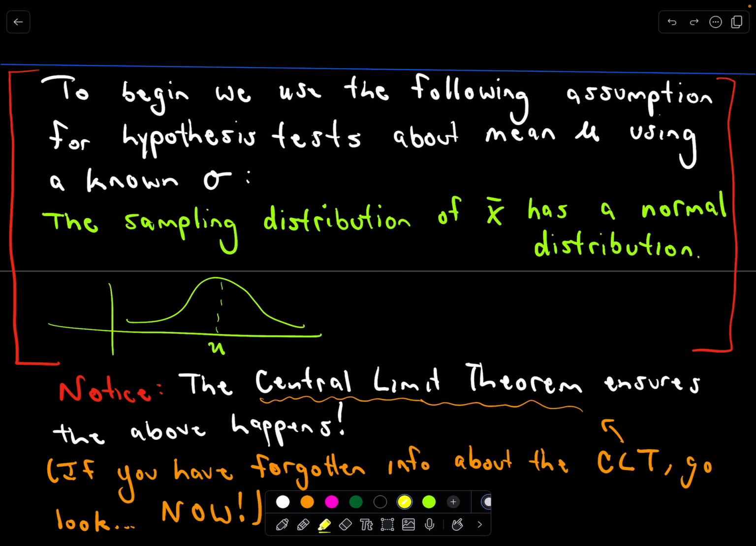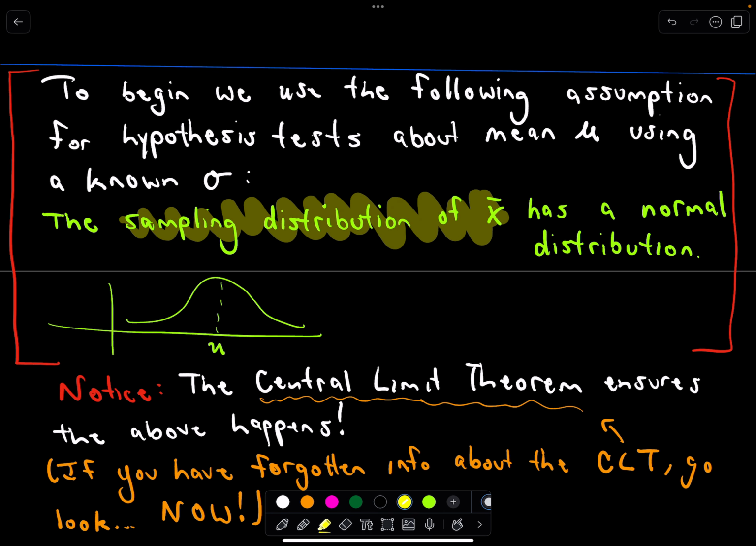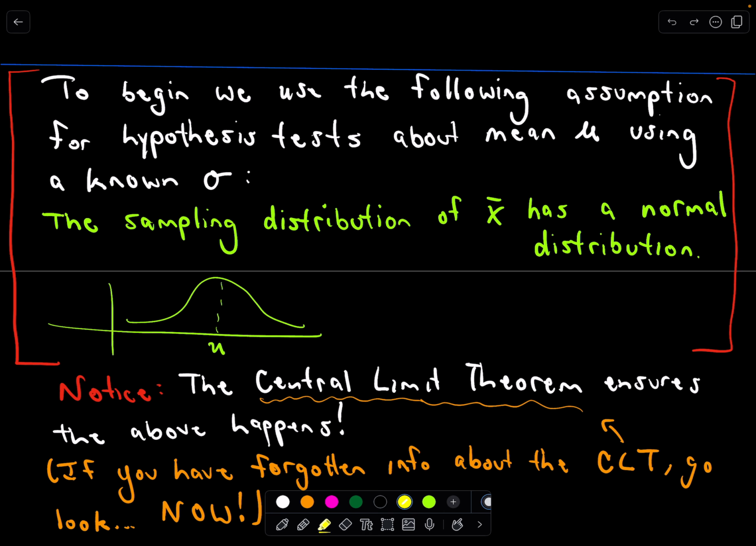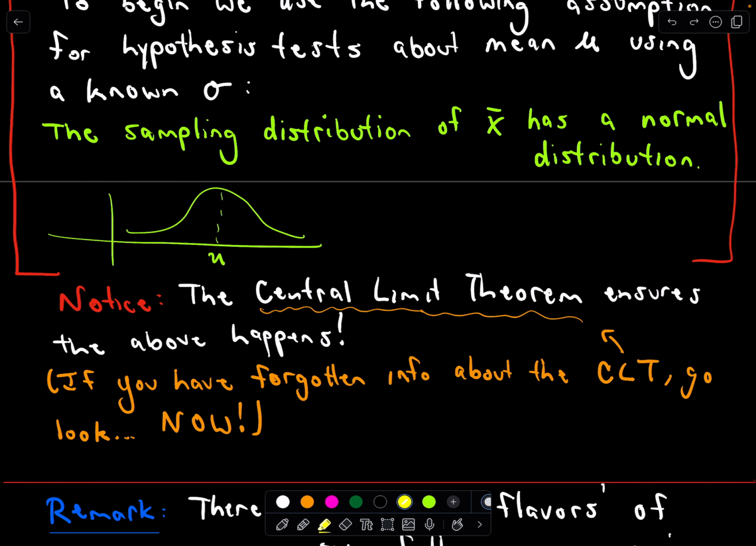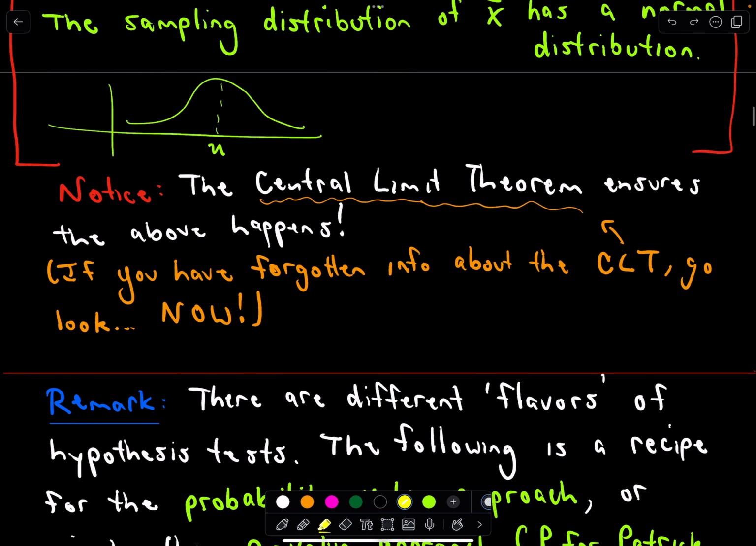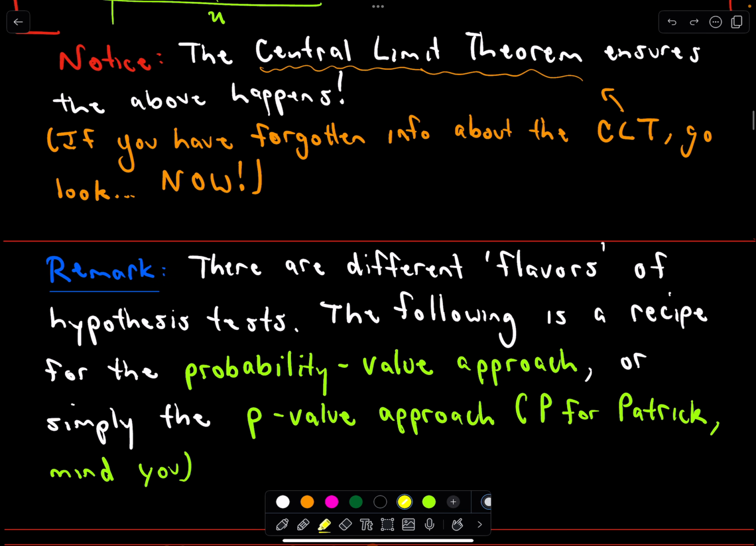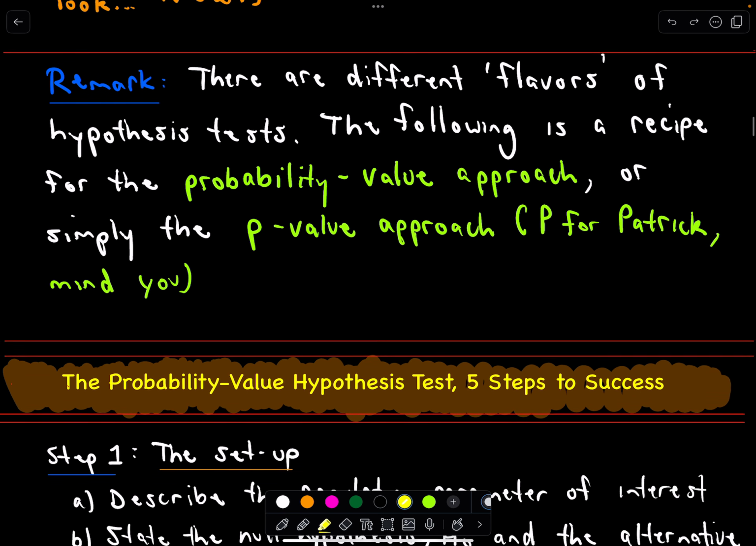Okay, so we want to use the following assumption for a hypothesis test. And again, this is about a mean mu and a known sigma. So this is the key result here. The idea is that the sampling distribution of our mean, x bar, has a normal distribution. Okay, we can assume that things are normally distributed. And under certain conditions, again, this is what the Central Limit Theorem says, and we're going to assume that we can apply it. So again, if you've forgotten about the Central Limit Theorem, definitely go take a look at that.